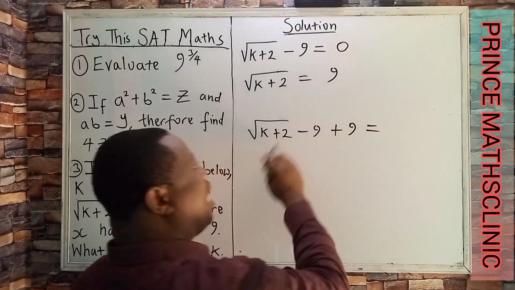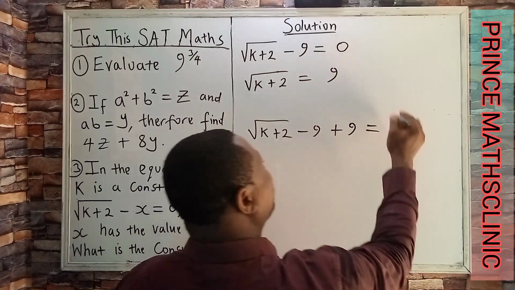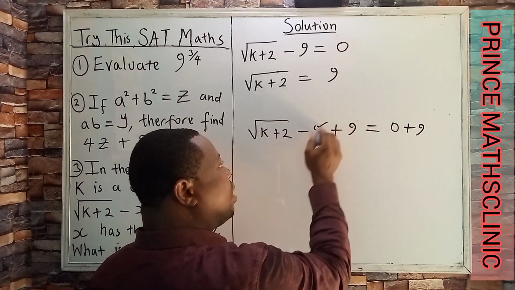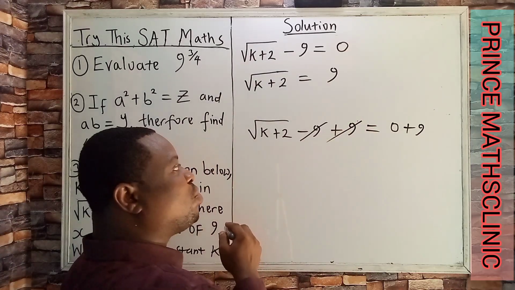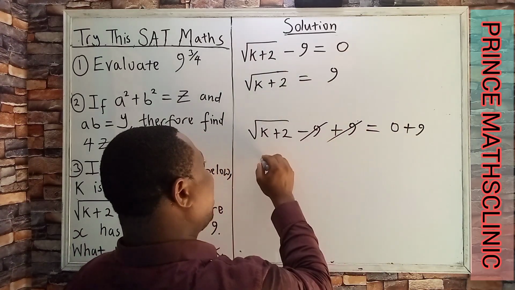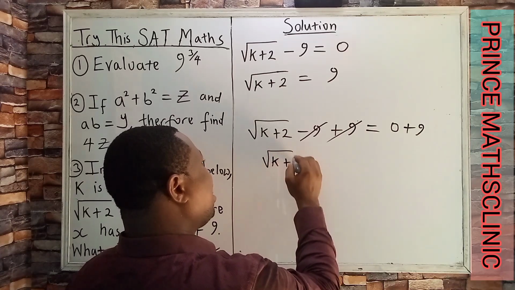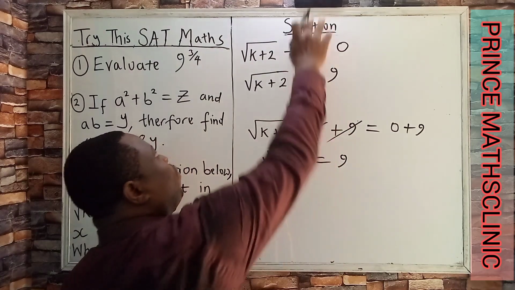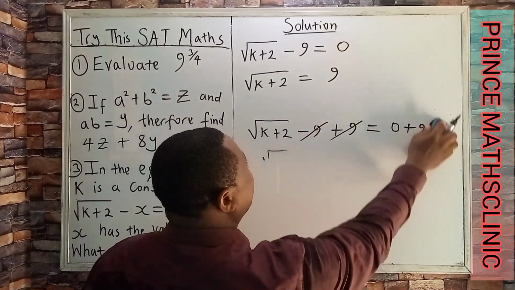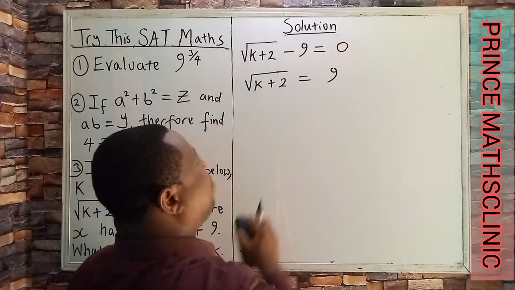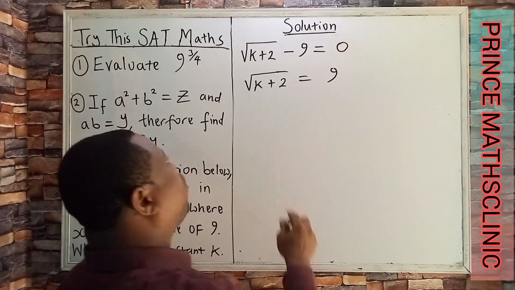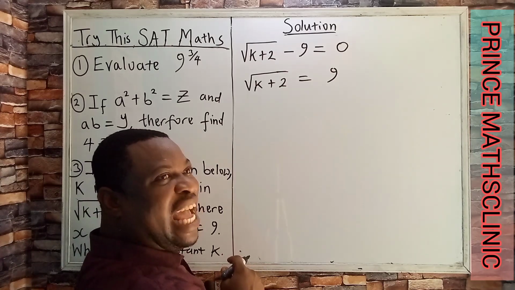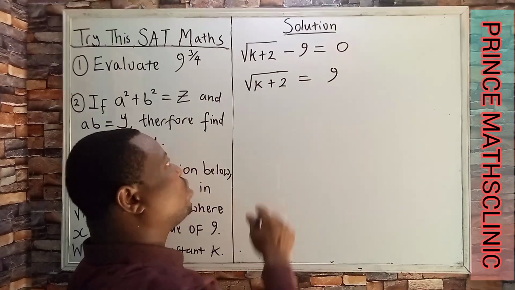So what you do to the left, you must do to the right. So this becomes 0 plus 9. Minus 9 and plus 9 will cancel out. Then 0 plus 9 gives you 9. So you have root of k plus 2 equal to 9, which is the same as what we've obtained in this particular place. Now, the only way to remove the square root sign in an equation is to take the square of the square root.